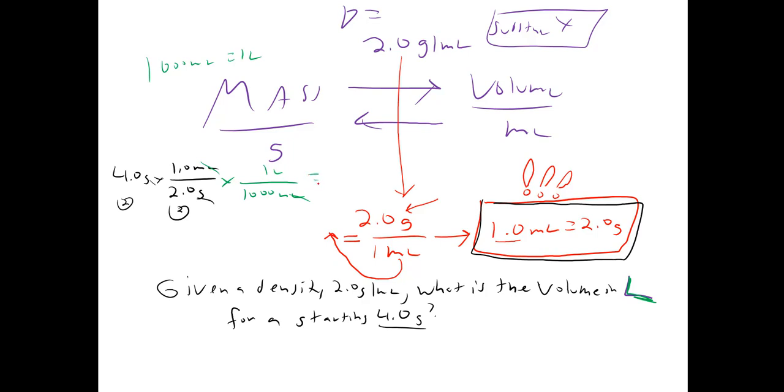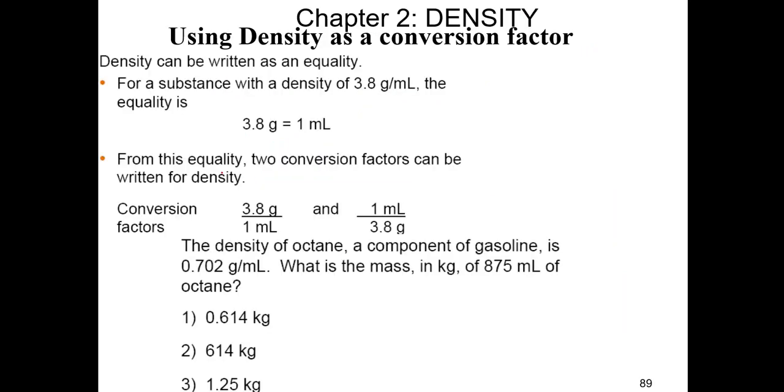And then doing the same calculation over again, I would end up with 2.0 times 10 to the negative 3 liters as my final answer. Or 0.0020 liters as a conventional answer. So expect to have additional conversions in these density as conversion factor problems.